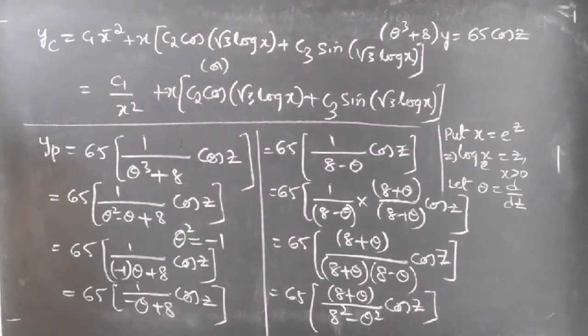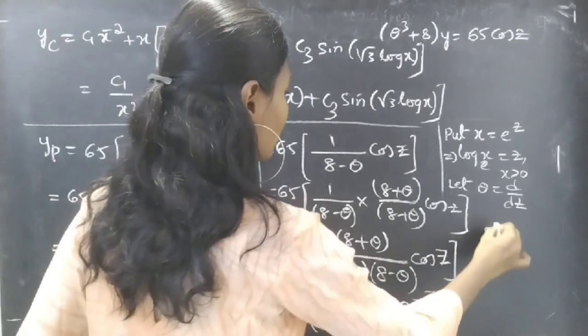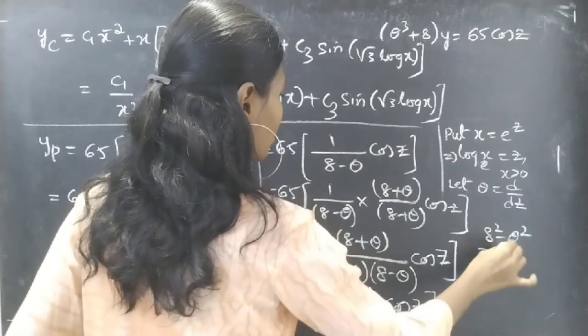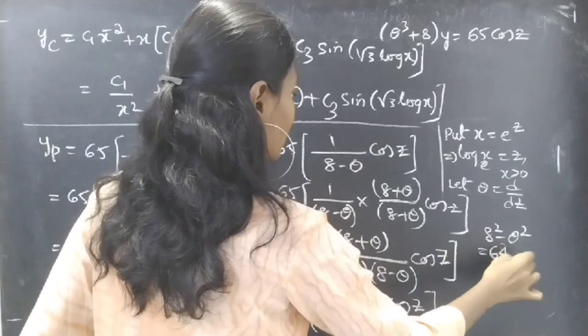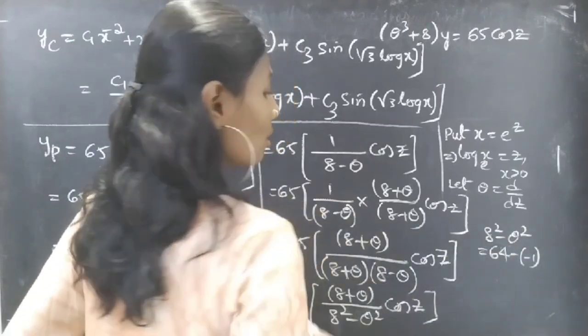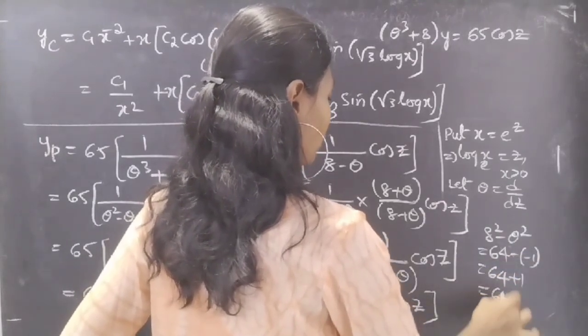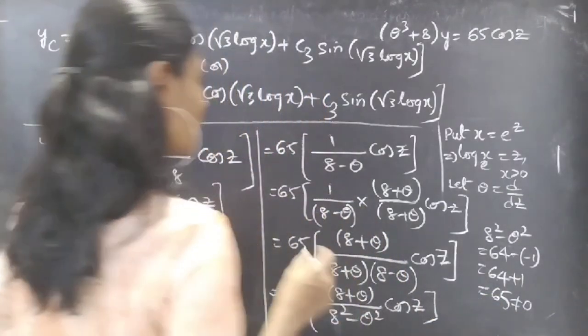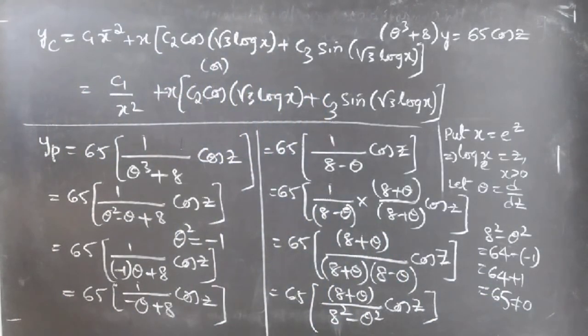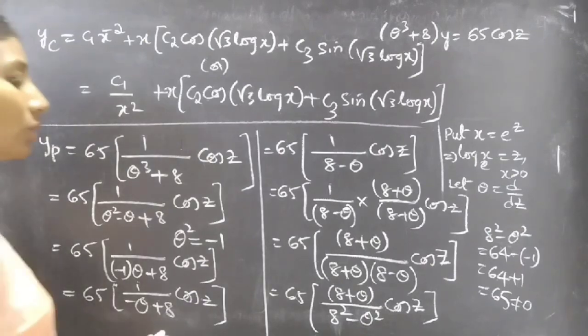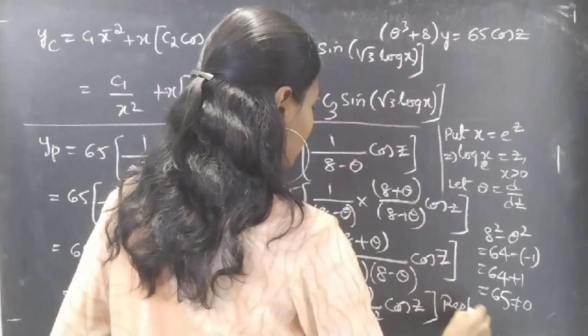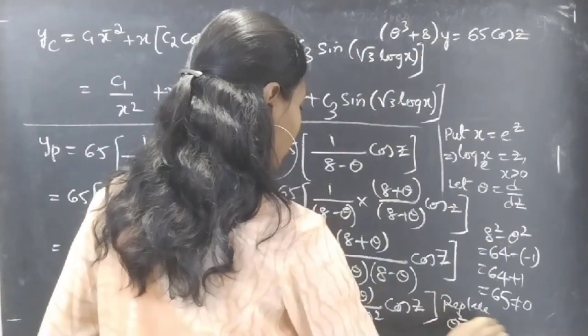Again theta square appears in the denominator. Let's see what happens if we replace theta square by minus 1 in the denominator. We get 8 square minus theta square, which is 64 minus theta square, replaced by minus 1, we get 64 plus 1, which is 65, non-zero, since the denominator becomes positive. So we can replace theta square by minus 1 in the denominator.